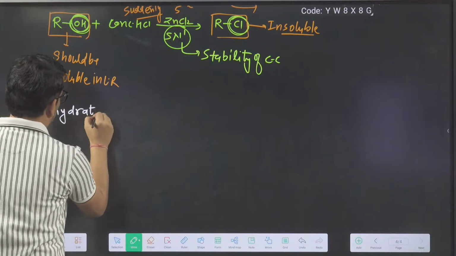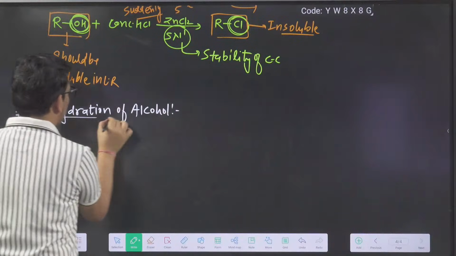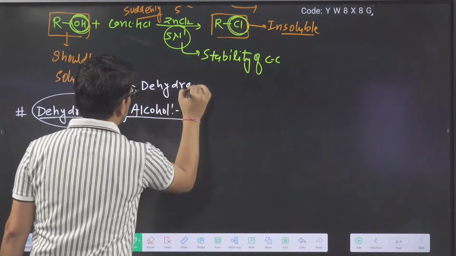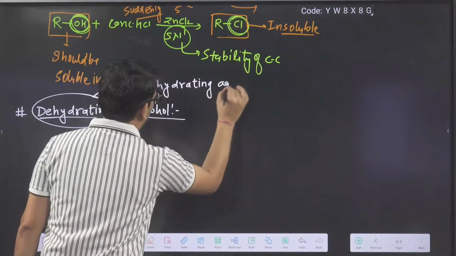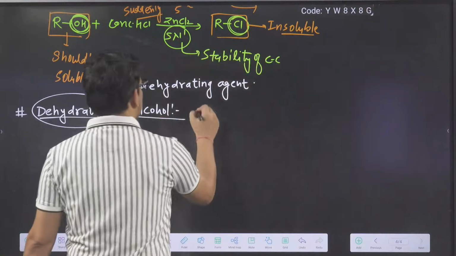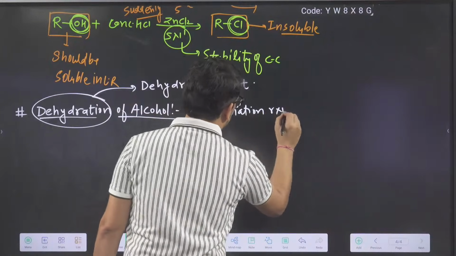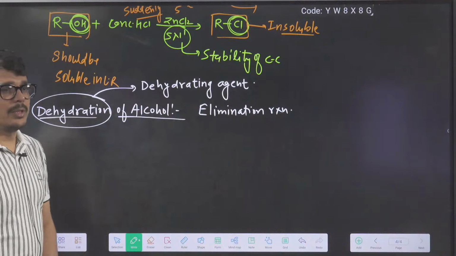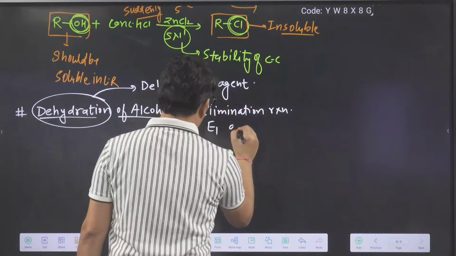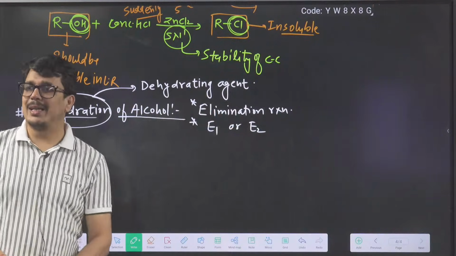Dehydration of alcohol means removal of water. And for dehydration of alcohol in general we require a dehydrating agent. This is a type of elimination reaction. For elimination, it may be either E1 or E2, depending on the condition, whichever dehydrating agent we are using.